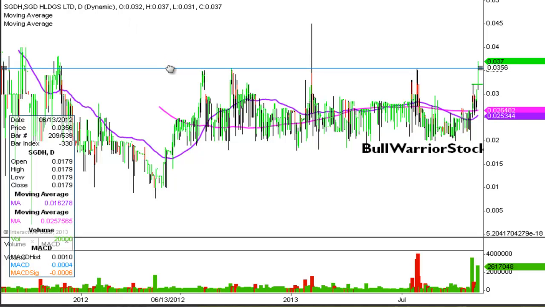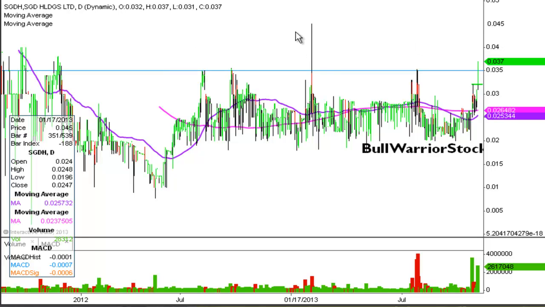This level right here, which I'll define as 0.035, has been quite frankly a thorn in the side of the chart, going all the way back to essentially 2012, even late 2011. You can see here price tried to get above it, resistance. Here price tried to get above it, resistance.